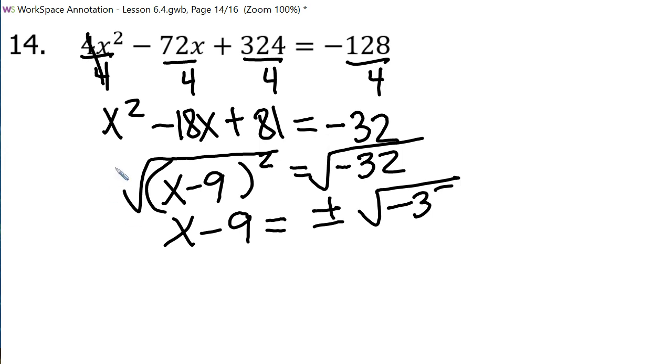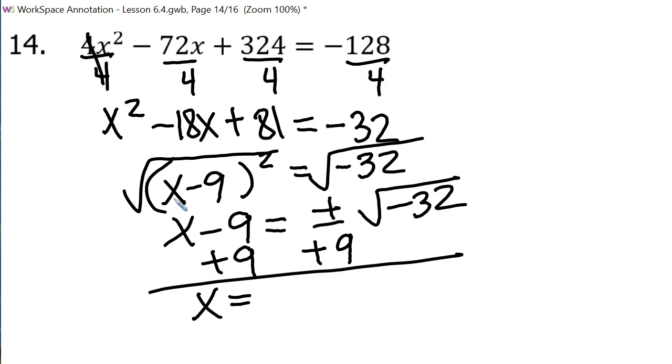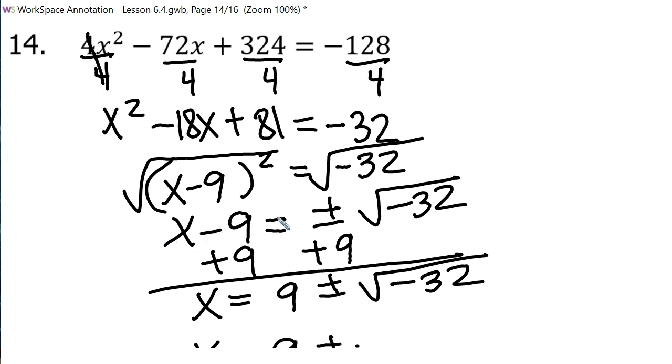And to get this x by itself, the opposite of subtract 9 would be add 9 to both sides. So x equals 9 plus or minus the square root of negative 32. Is that radical in simplest form? No, so you need to simplify that. So this would be x equals 9 plus or minus the square root. And if it's negative, the first factor should be negative 1.